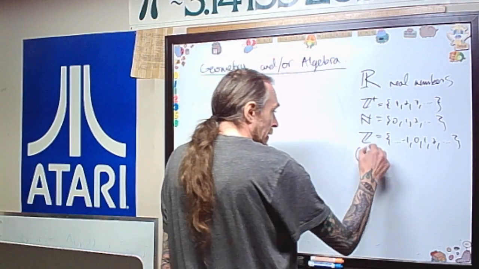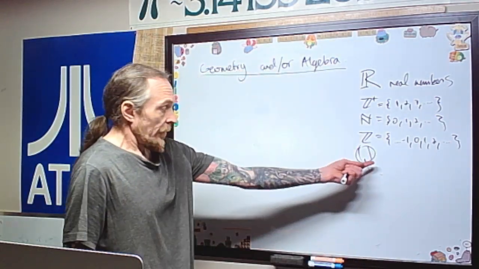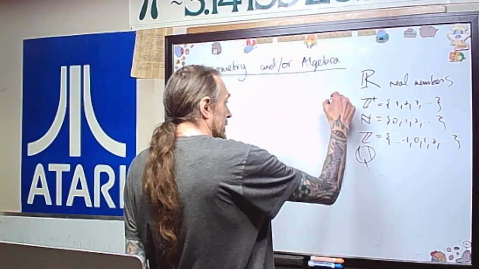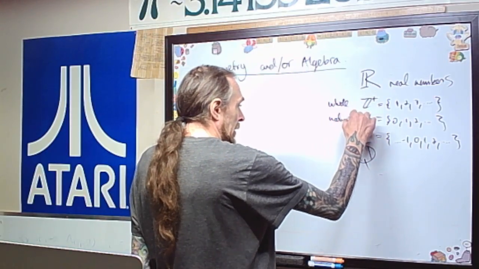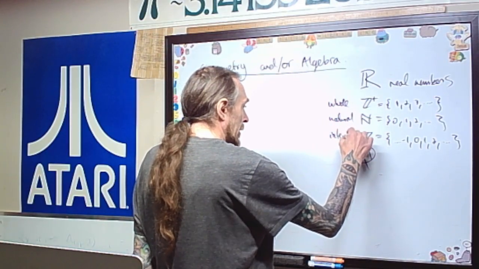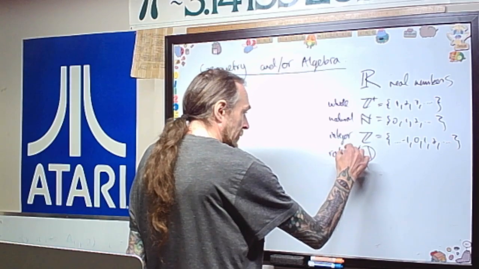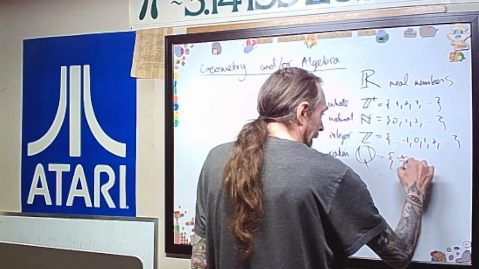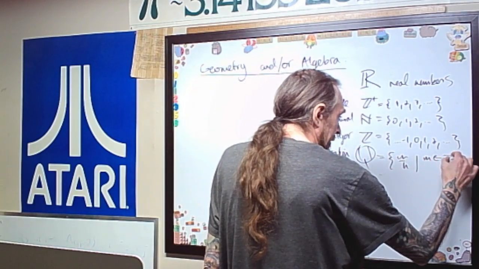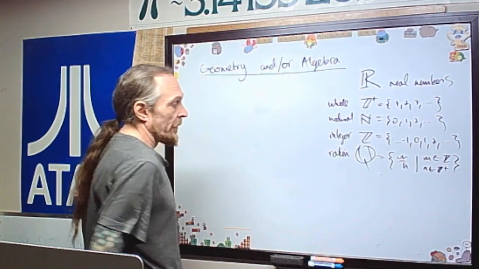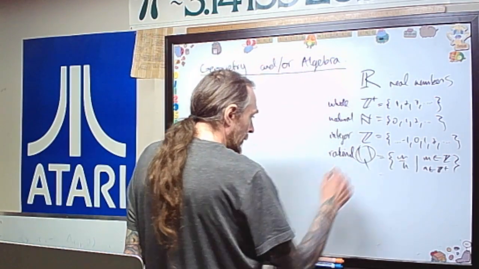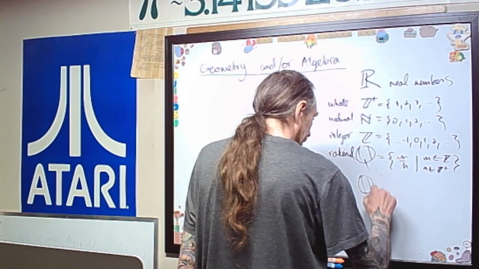Then we get quotients of numbers, and we change from calling them quotients to calling them rational. So this is whole numbers. This is natural. This is integer. This is rational. It used to be quotients. What are they? m over n, such that m is in Z and n is in Z plus. That eliminates division by 0.